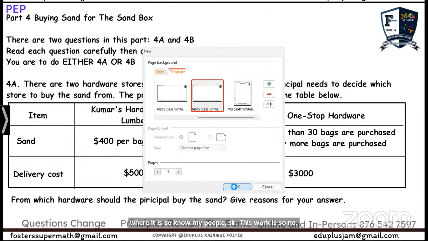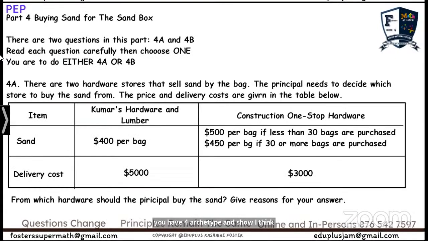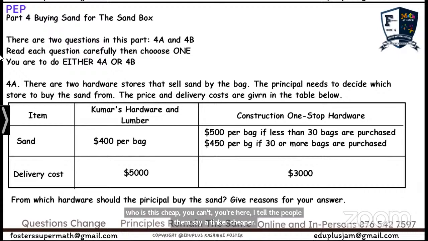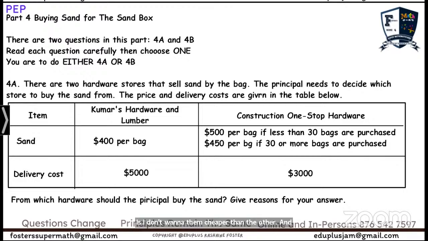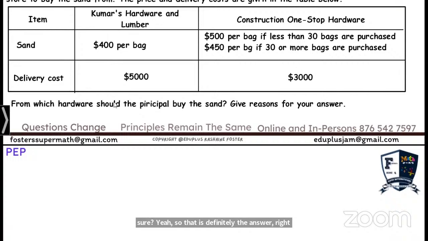And remember, when you see a question like this, you cannot assume. You have to work it out and show. You can't say I think Kumars is cheaper. It's either one of them is cheaper than the other, and there's an easy way for us to know. We don't have to guess. If the question says to explain it, you can't talk about I think. You have to talk with your chest, like you're sure about what you're talking about. Don't make it sound like something where you have to guess. But let's get going now.